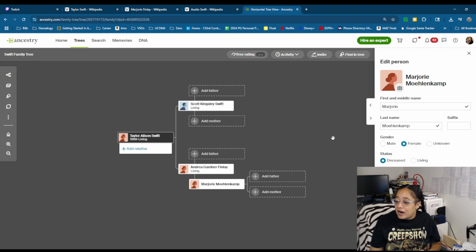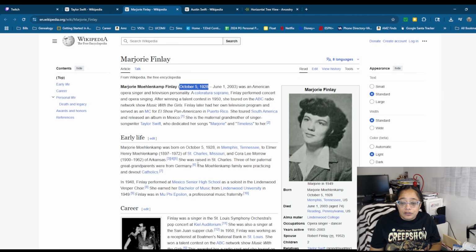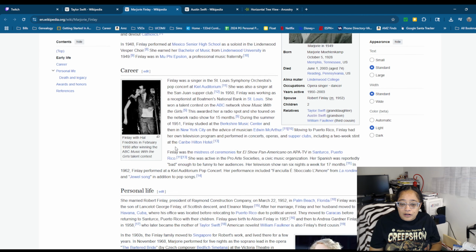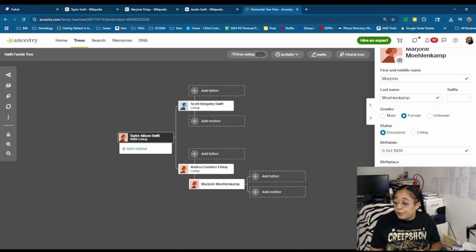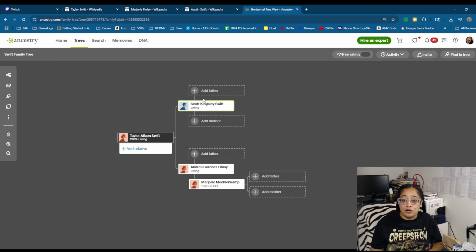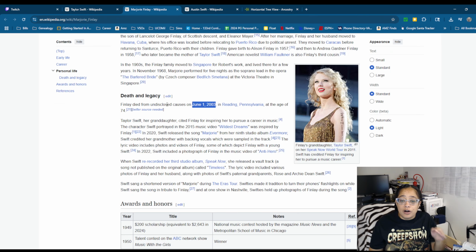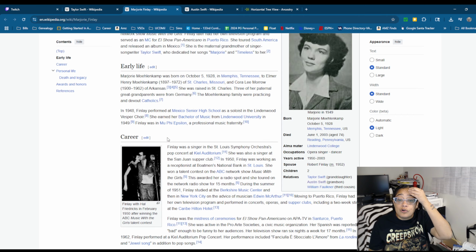Okay, so we've got that, and then we're going to go back and look at her death and legacy. She died June 1st, 2003 in Reading. So we go back here, we click it, and then we say Reading, Berks, Pennsylvania. Great. So we've got that information for her maternal grandmother. As we go back to Marjorie, we're going to get some more information.